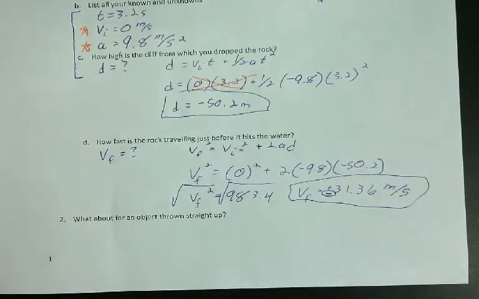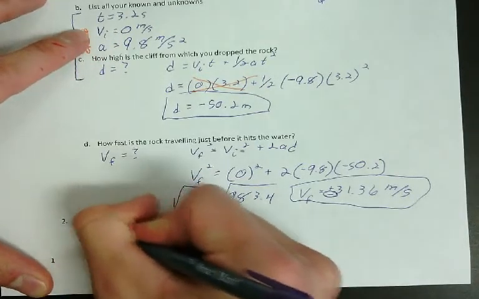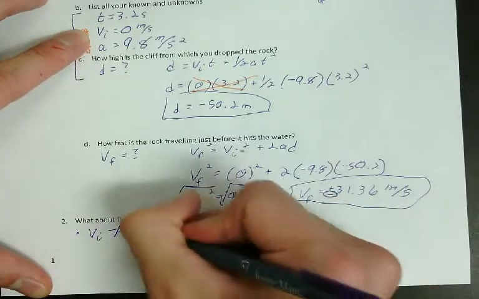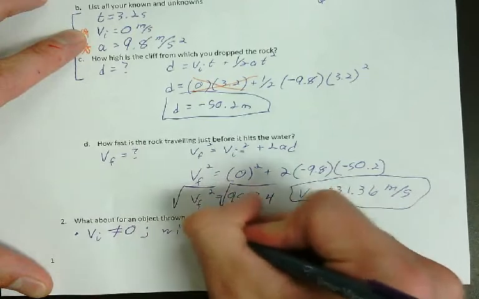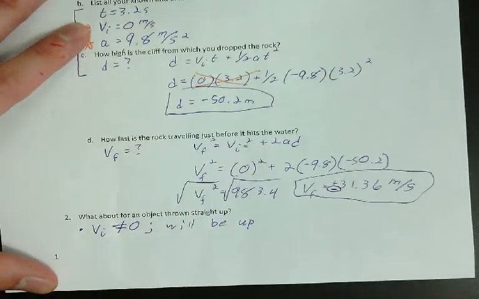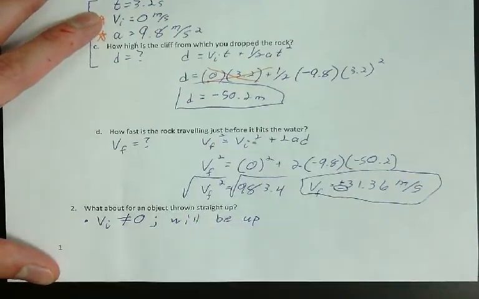Oh, yeah, we're in good shape. Number 2, what about objects that are thrown up into the air? So here's a couple of notes about things that go up. So first of all, VI is not 0. And it's up. Okay, it's not 0, but it will be up. Again, only for things that are going up.